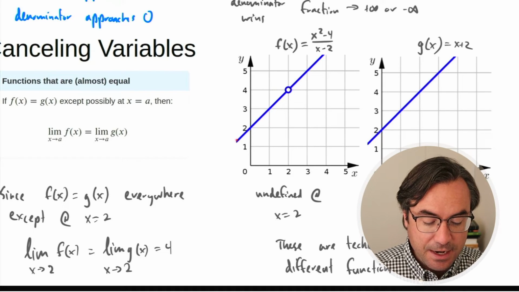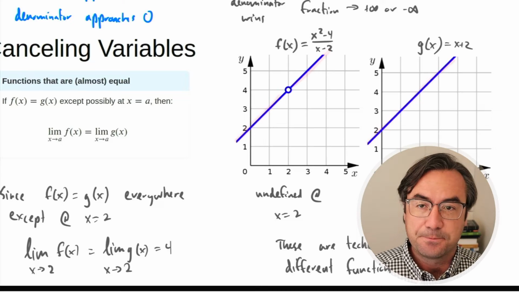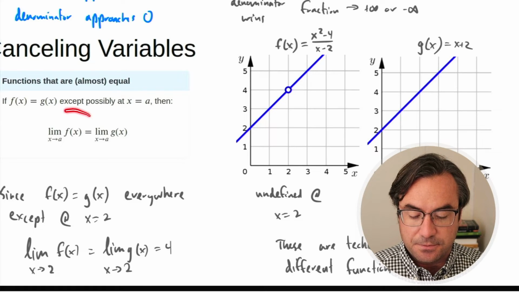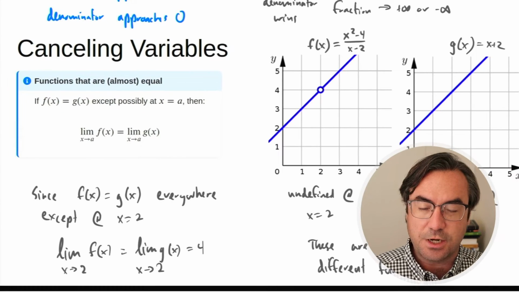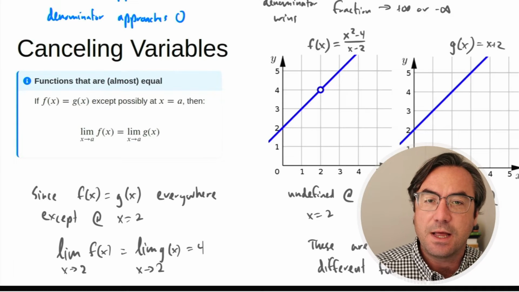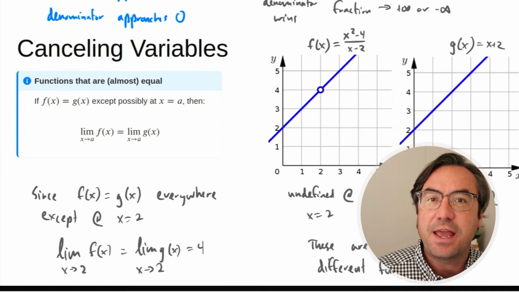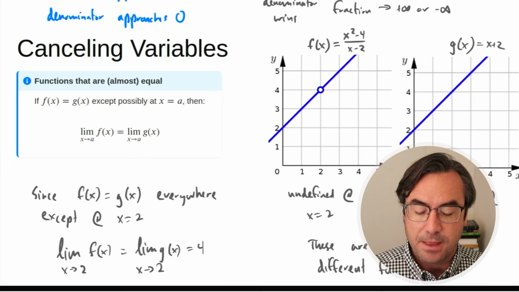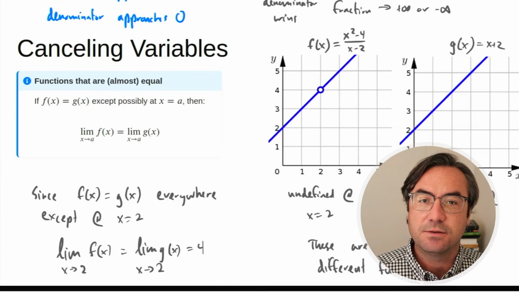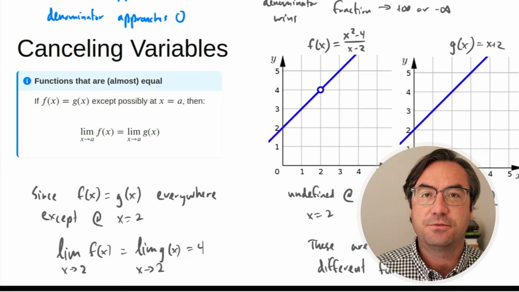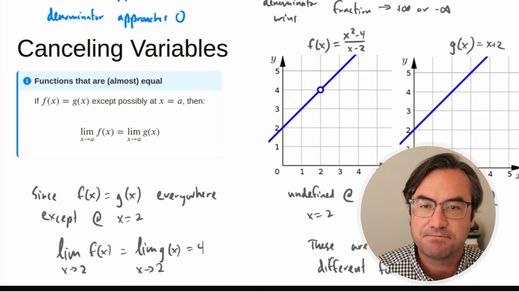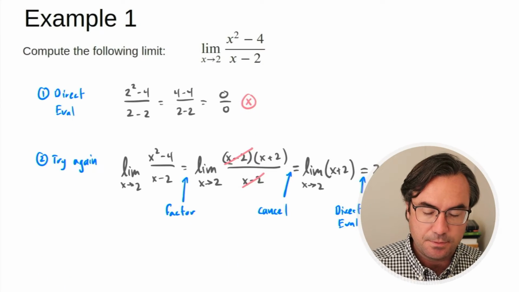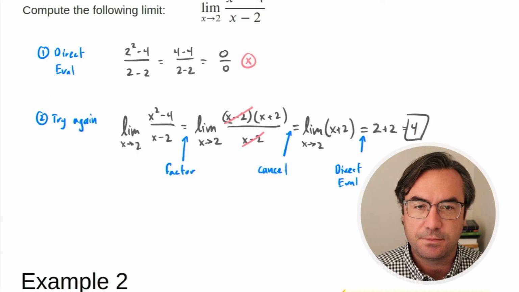So technically, these are two different functions. But because they agree everywhere else, the limits are the same. So this limit property that we talked a little bit about in class allows us to cancel off those factors that give us the 0 over 0. And we can go from a more complicated function to the canceled off version that's a little bit easier. Okay. So, not too bad. Let's try another one. Get a little practice here.